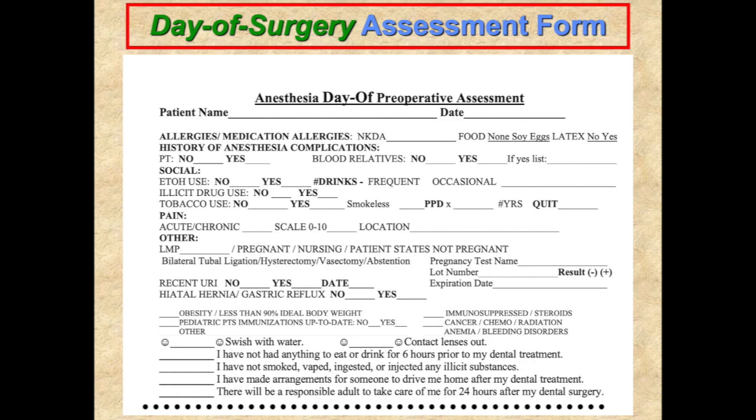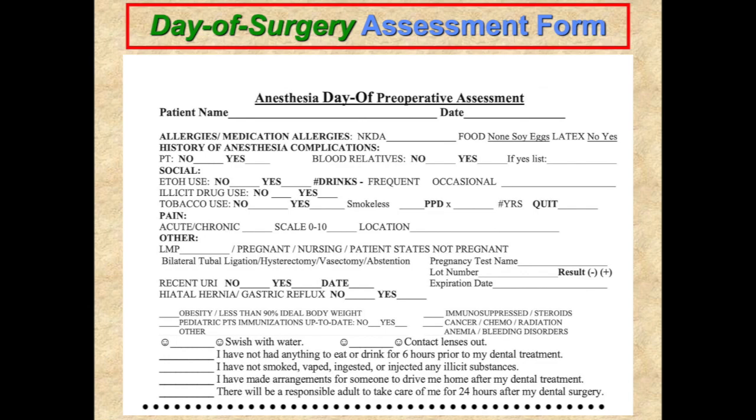I want to know they're telling me that they haven't had anything to eat or drink for the past 6 hours, that they've not smoked, vaped, or ingested any illicit substances. If they've smoked or vaped, we'll go about 2 hours for NPO. If they've injected or ingested any drugs, we've got to find out what they are. Ingestion means at least 6 hours of NPO time. We'll go through that in just a bit.